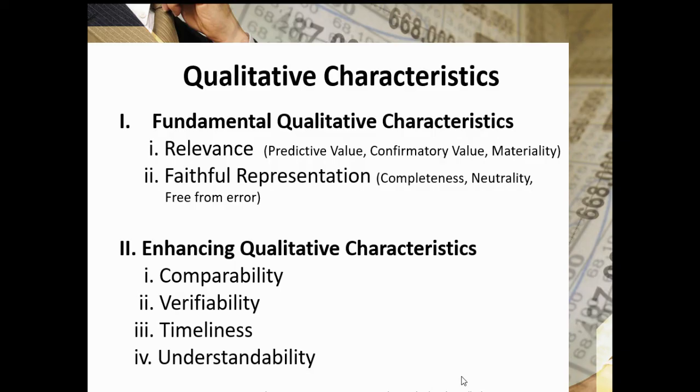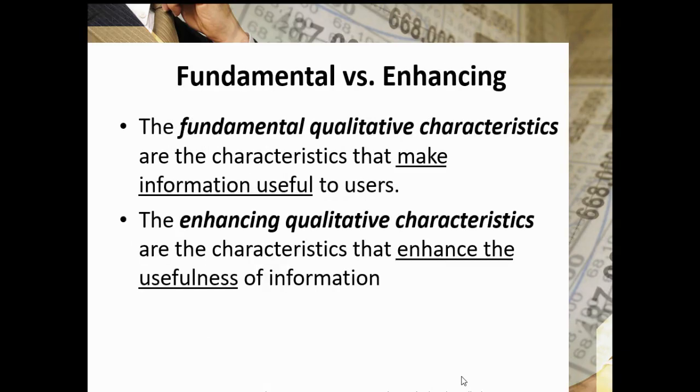Last is understandability. So information is understandable if it is presented in a clear and concise manner. On the other hand, users are expected to have a reasonable knowledge of business activities and a willingness to analyze the information diligently. So, yun yung enhancing qualitative characteristics. So, additional, ano yung difference nung fundamental at enhancing? Pag sinabing fundamental, these are the characteristics that make information useful to users. Pag enhancing, characteristics that enhance the usefulness of information.